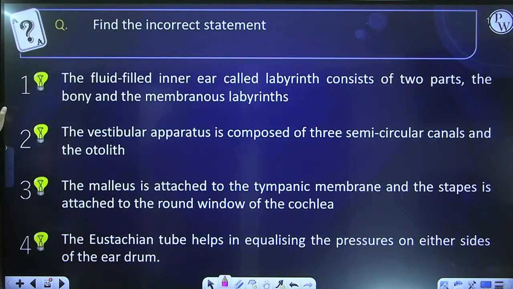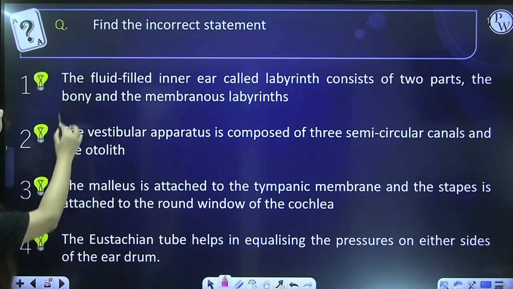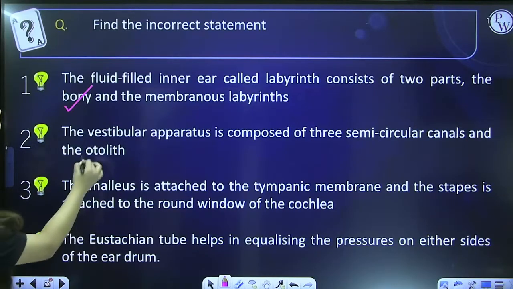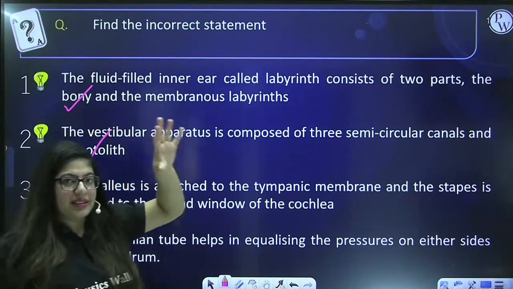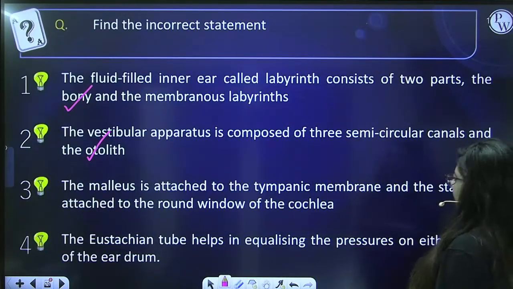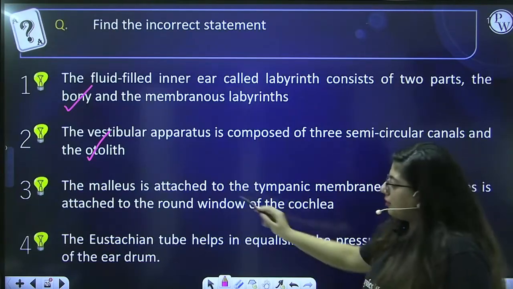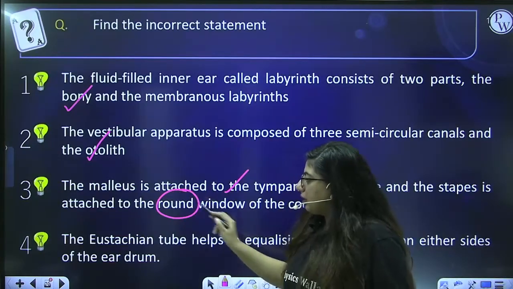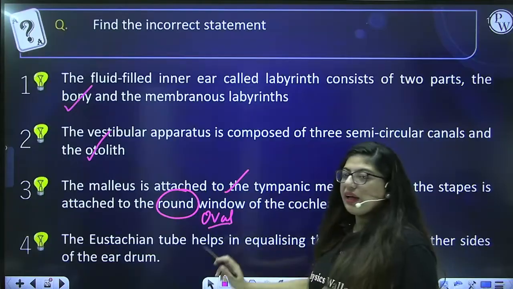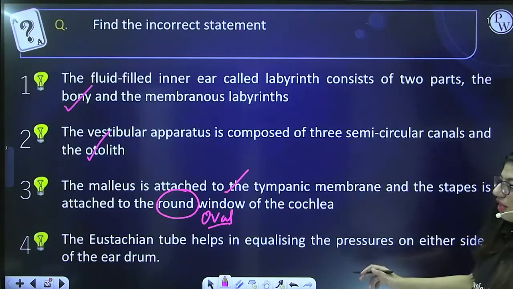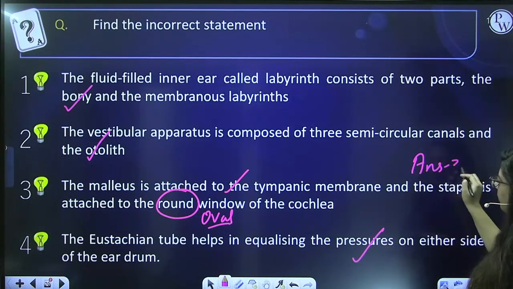Find the incorrect statement. The fluid-filled inner ear called labyrinth consists of 2 parts, the bony and the membranous labyrinth. Absolutely correct. The vestibular apparatus is composed of 3 semicircular canals and the otolith. This is also right. The vestibular apparatus contains these organs. Very true. Next. The malleus is attached to the tympanic membrane and the stapes is attached to the round window of the cochlea. Malleus is attached to the tympanic membrane, but stapes is attached to the oval window. That's why the oval window helps in amplification. Eustachian tubes help in equalizing the pressure on either side of the eardrum. This is also true. So answer is 3.